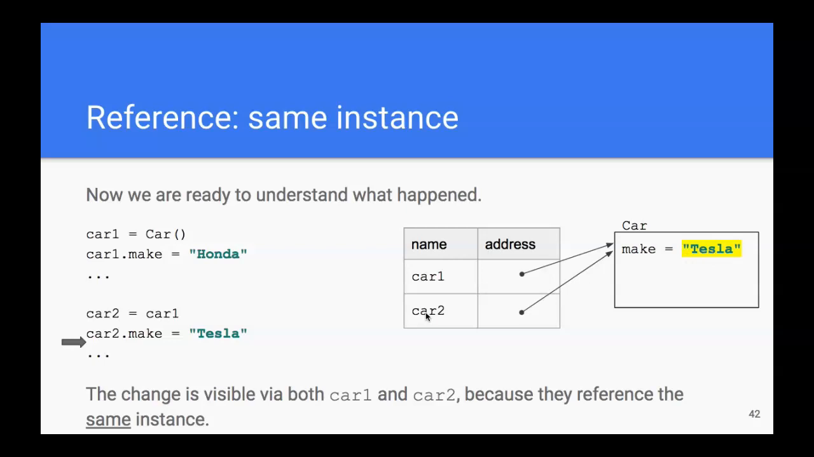And even though this change is made only through car2, the fact that car1 points to the same instance means that if you dereference car1 and go to the instance it references, it will see the new value of make that car2, dereferencing through car2, put in. So the change is visible through both car1 and car2. All right, I hope that makes sense.